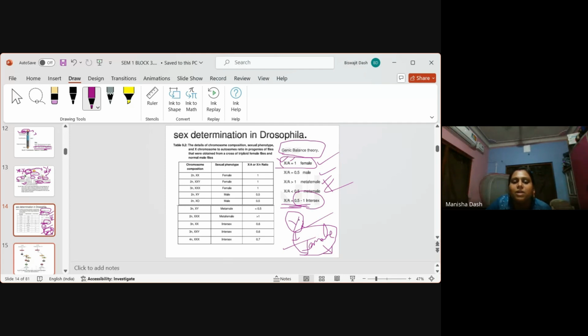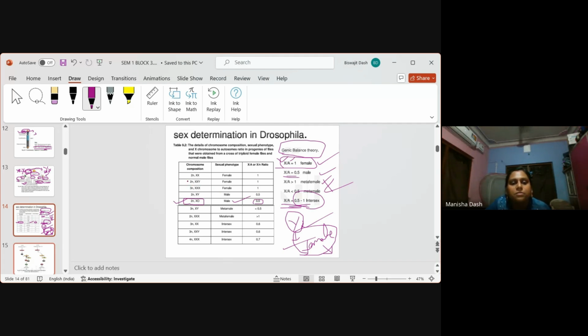Now in some cases what you might observe, depending upon the ratio of X by A, there will be no Y chromosome, but still the individual will be regarded as a male. For example, you can look into this combination. Okay, so here look into the genotype. There is no Y chromosome, but since the ratio is 0.5, it will develop into a male. So although it will develop into a male, because of the absence of Y chromosome, it will be a sterile male. It cannot reproduce.